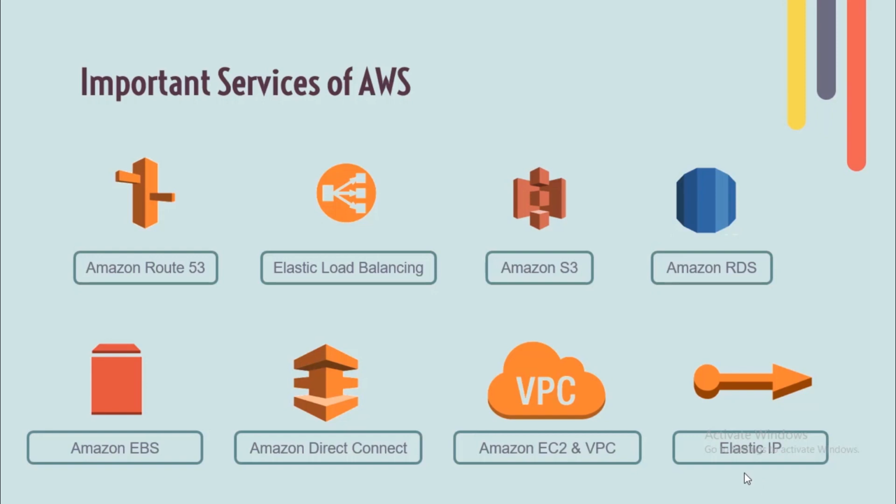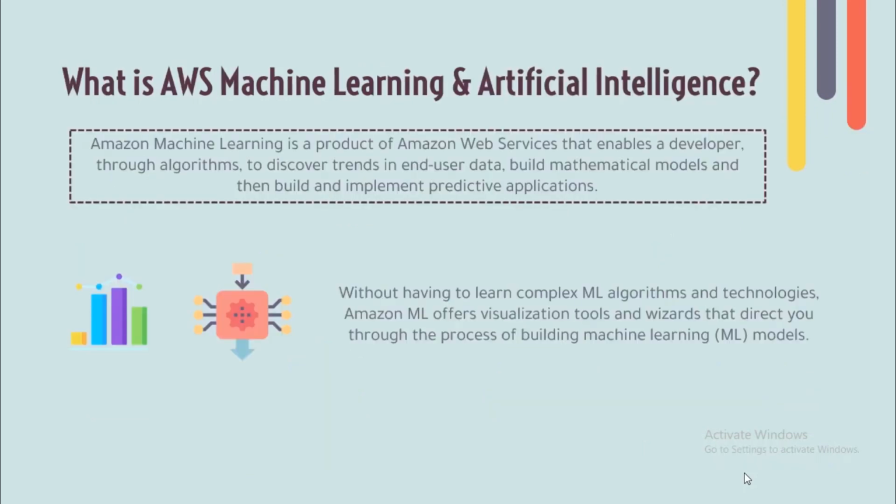So till now you have a quite good idea about machine learning, artificial intelligence, cloud services, and Amazon Web Services. Now you might have a question: what is AWS machine learning and artificial intelligence? So let us move on to that. Amazon Machine Learning is a product of Amazon Web Services that enables a developer, through algorithms, to discover trends in end user data, build mathematical models, and then build as well as implement predictive applications.